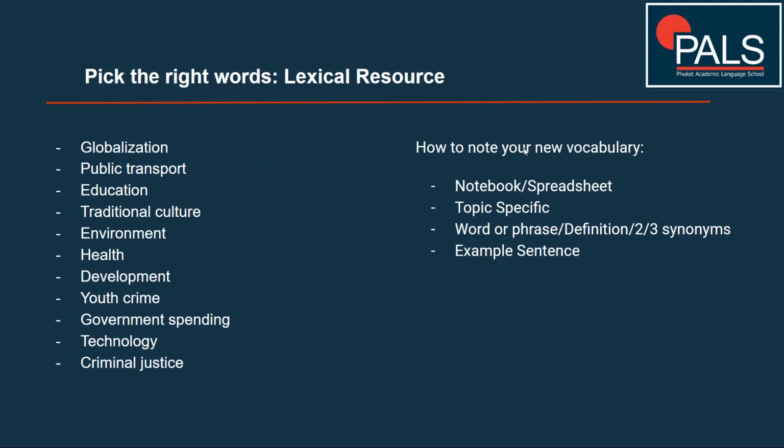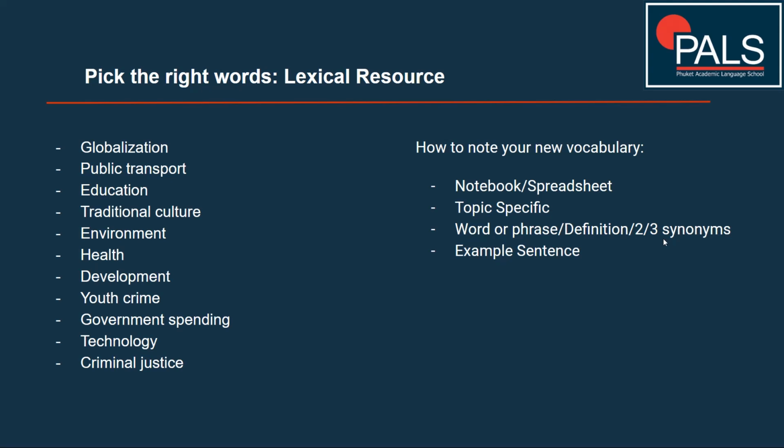Okay, now I'll show you on the next slide how to organize this a bit better, but you'll need to have the word or phrase, as I said, 2 columns. You need to have a definition for it. You can put in 2 or 3 synonyms as well if you want.